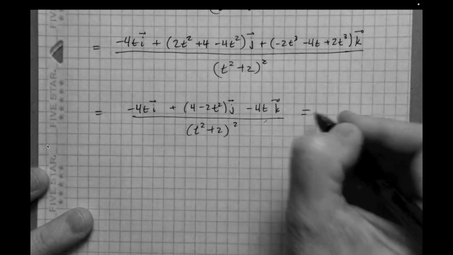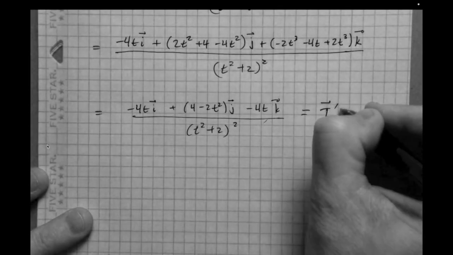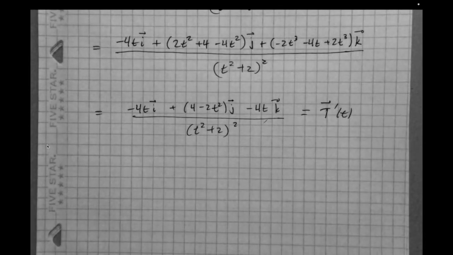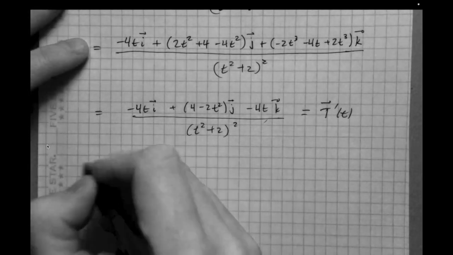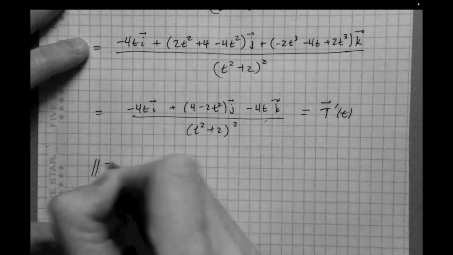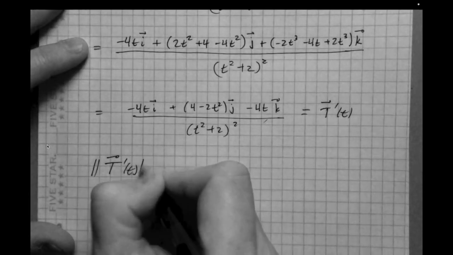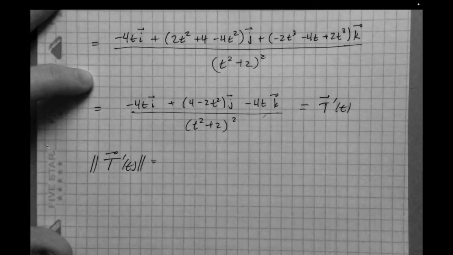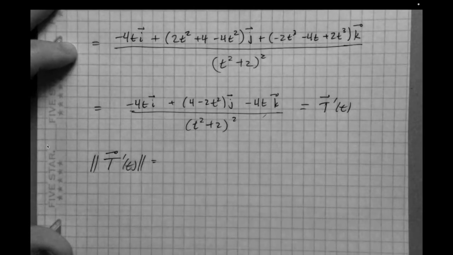Now remember what this is. This is T prime. This is the derivative of the unit tangent vector. Now what's the norm of this thing? Now, the norm, okay, the norm is, we got to square everything. Basically, add it all up and square everything.